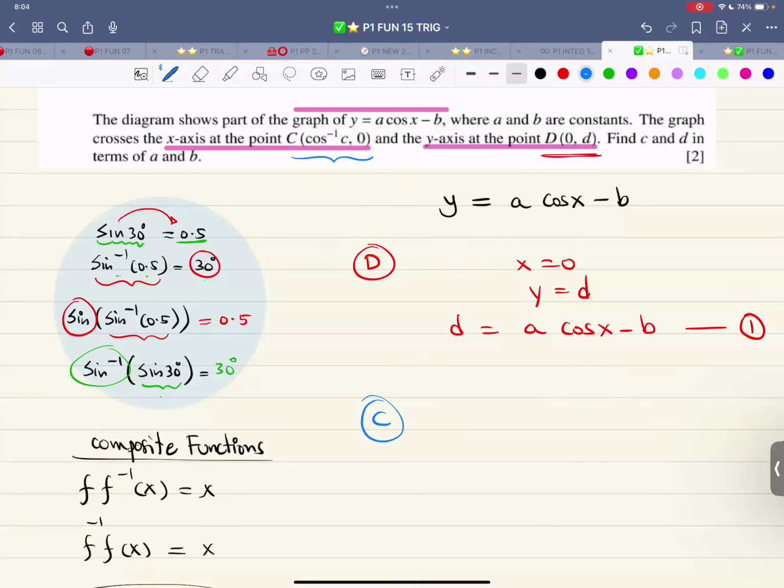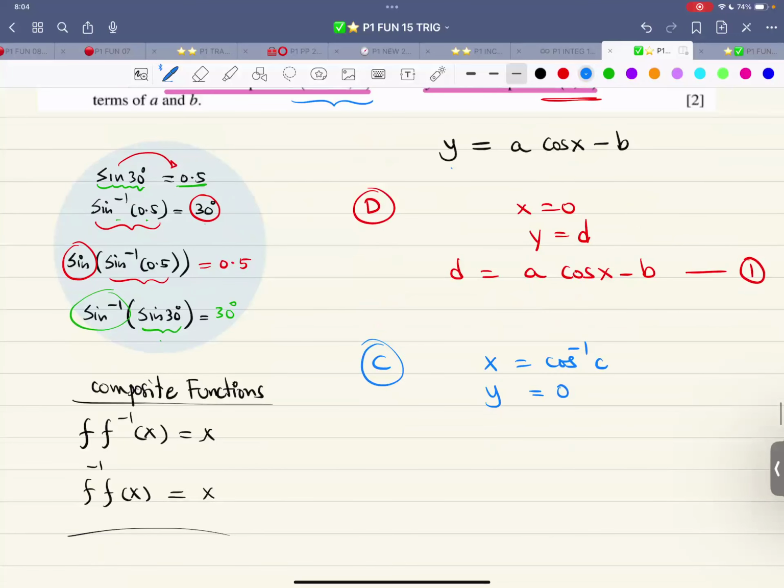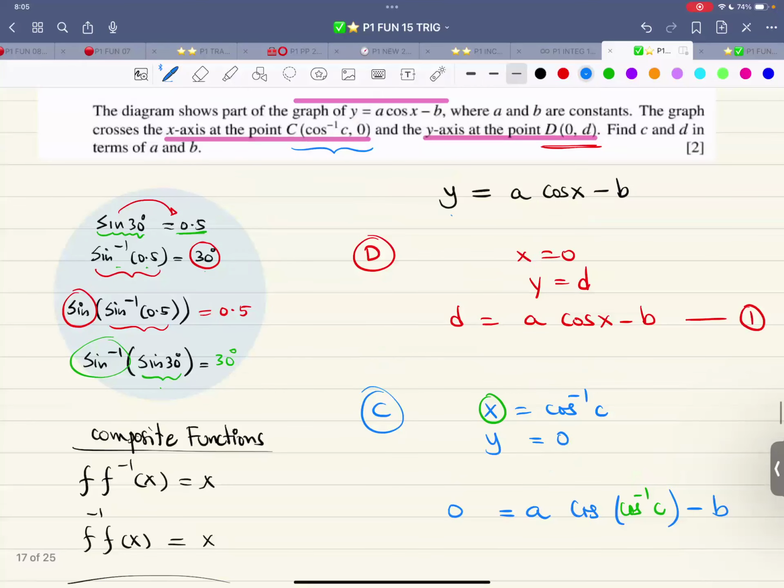Focus on the other point, which is c. So the point is cosine inverse c, comma 0. So this coordinate, what it means is that, let me just erase this. This is when x is cosine inverse c, y comes out to be 0. So if I plug in over here, this is 0, this is a, this is cosine, and instead of x, we are writing cosine inverse c. And then we are writing a negative b over here. All good, all clear? y is a cos x minus b.